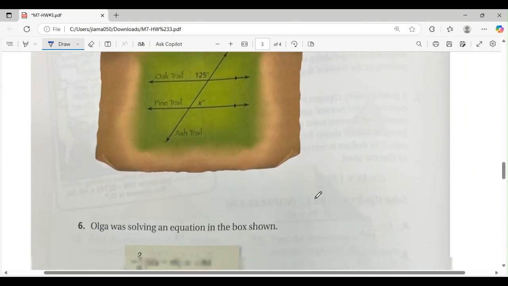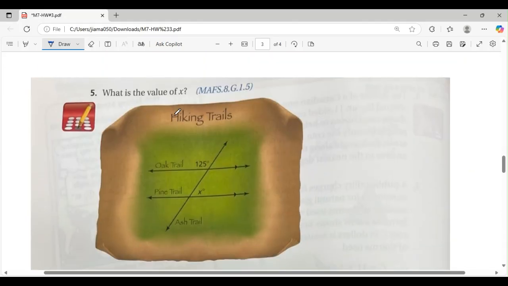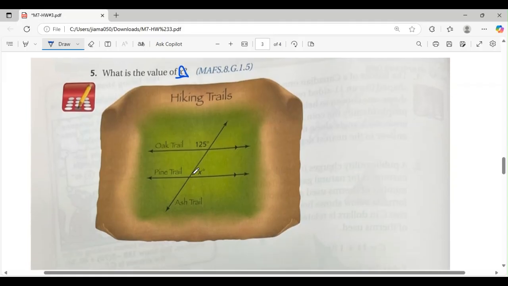Okay, let's see number 5. What is the value of x? x is right here.